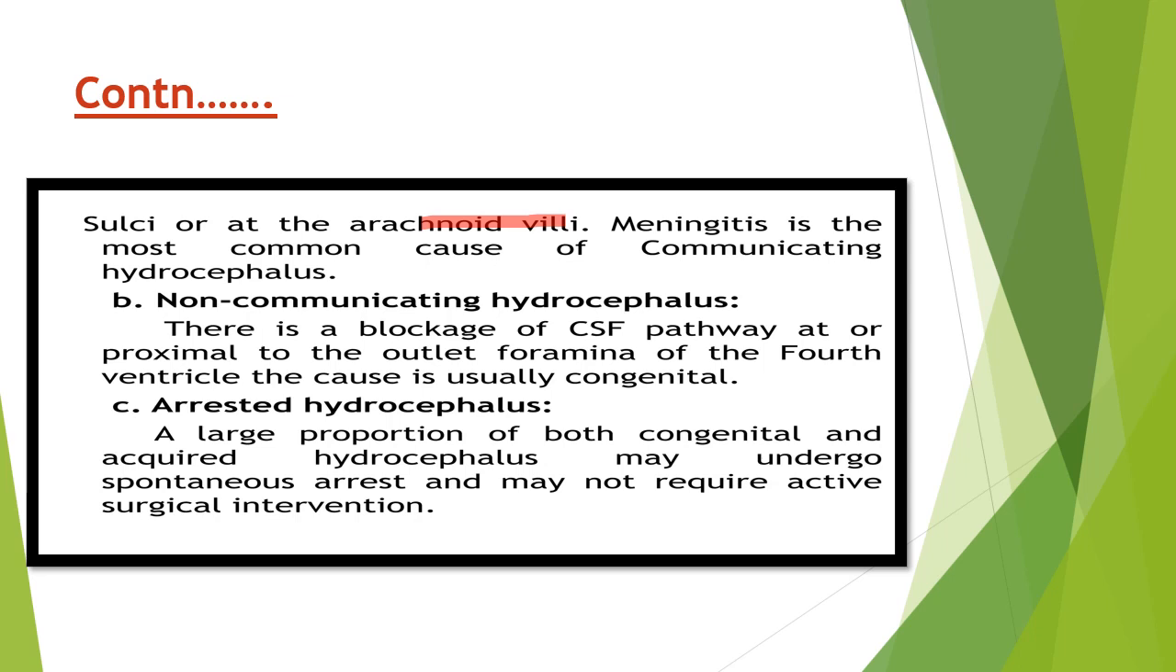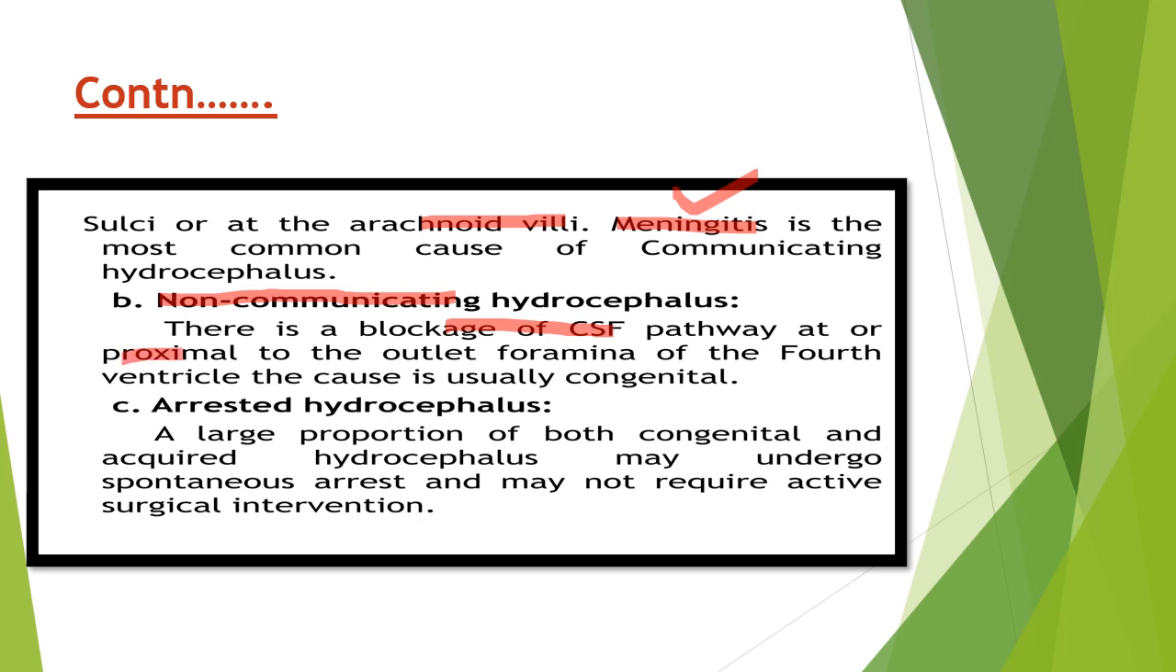Then the next one: meningitis is the most common cause of communicating hydrocephalus. Okay, meningitis is the most common cause. Next one is non-communicating hydrocephalus. From the name itself, there will be a pathway, the ventricular pathway, the CSF flowing pathway, and there will be a blockage. That is non-communicating hydrocephalus.